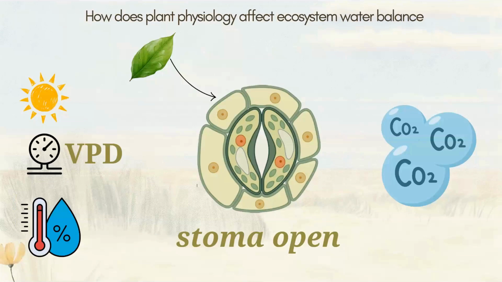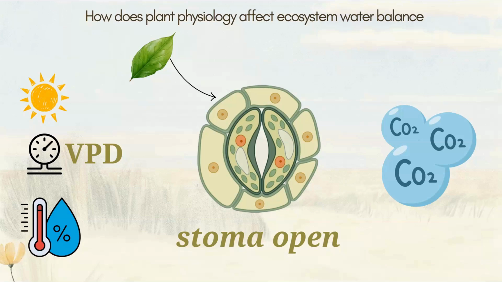Now, also very interesting, from there to go back to the leaf. Let's think about what's happening at the leaf scale, because at the end of the day, evapotranspiration is transpiration and evaporation, right? Although many people don't agree with this, especially not boundary layer meteorologists, but that's a different thing. So how does plant physiology affect ecosystem water balance?